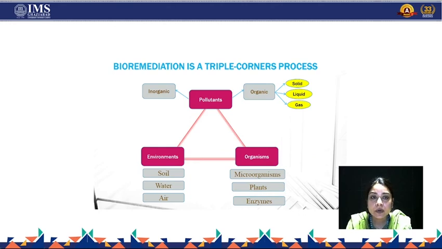It is a triple corner process. It means it is governed by the pollutant, it depends on the environment, and it depends on the organisms. The pollutant may be in the form of inorganic or organic chemicals. The environment may be in the form of soil, water, or air. And the organisms may be microorganisms, plants, or enzymes.